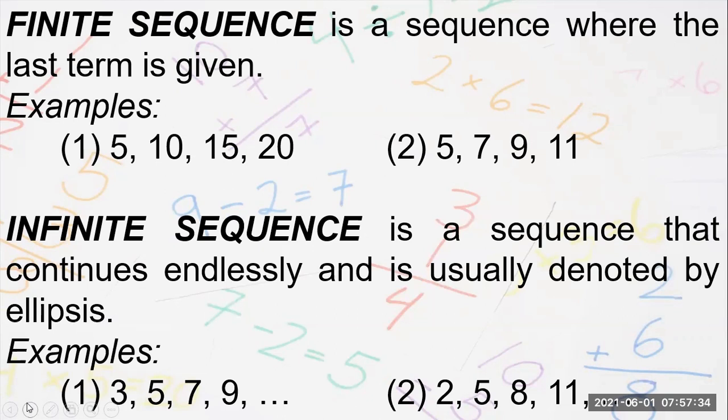So we can say that this sequence is infinite since continuous, ibig sabihin tuloy-tuloy pa din yung sequence na yon. So may susundin lamang siyang pattern. So another example, we have here 2, 5, 8, and 11. So it is also an infinite sequence since hindi given yung last term at ang nakalagay doon ay tatlong tuldok or the so-called ellipses.